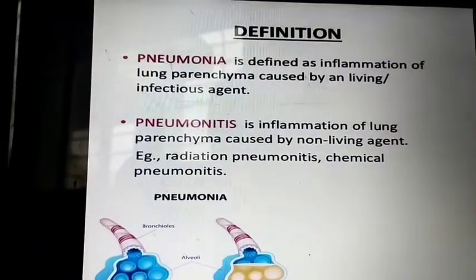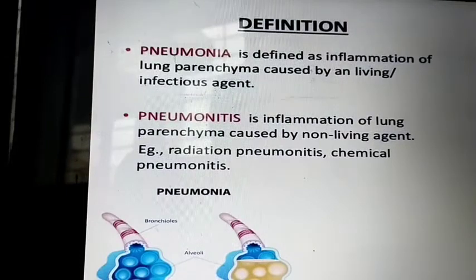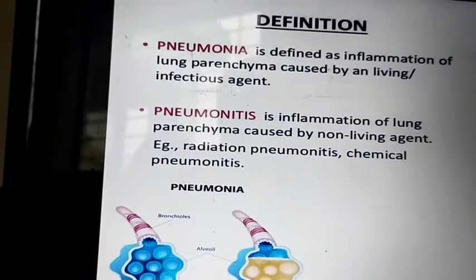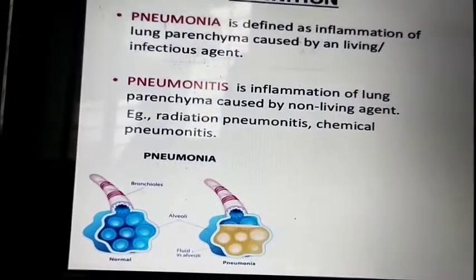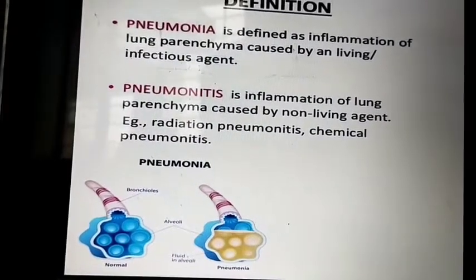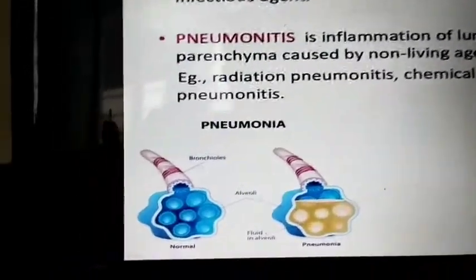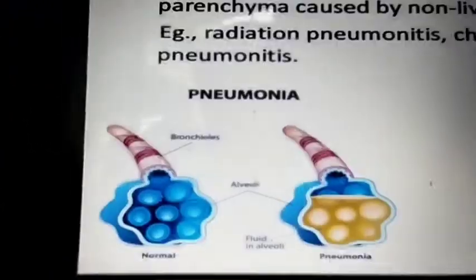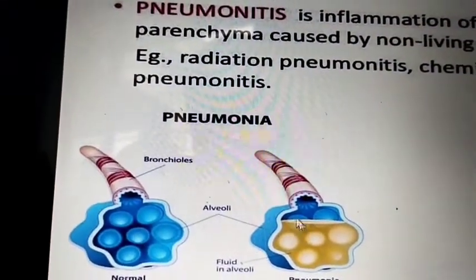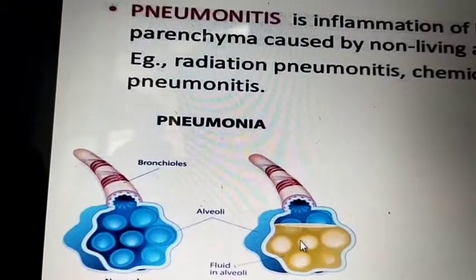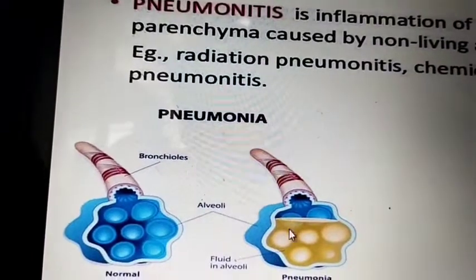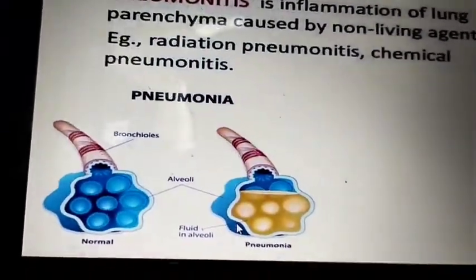What is the difference between pneumonia and pneumonitis? Pneumonia is inflammation of the lung parenchyma caused by living organisms, but pneumonitis is inflammation of the lung parenchyma caused by non-living agents. It may be radiation, immunity, like that. In this picture of pneumonia, these are the bronchi and these are the alveoli. This is normal, but in pneumonia there is inflammation and collection of fluid in the alveoli. Because of that, there is no space for gas exchange.